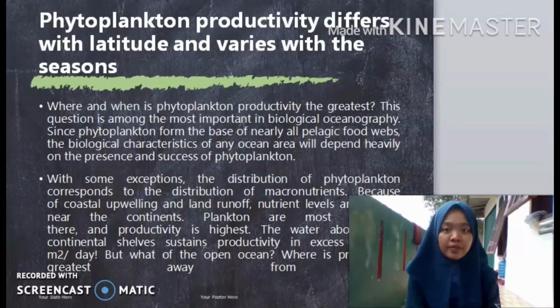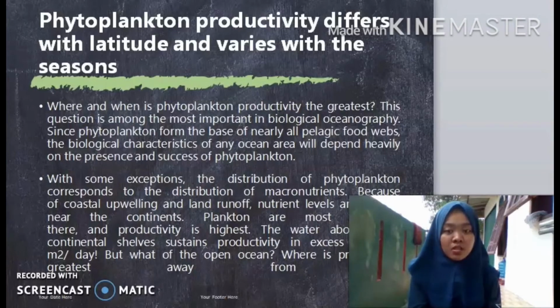Phytoplankton productivity differs with latitude and varies with the seasons. In this question, where and when does plankton productivity decrease? This question is among the most important in biological oceanography, since phytoplankton form the base of nearly all pelagic food webs. The biological characteristics of any ocean area will depend heavily on the presence and success of phytoplankton.